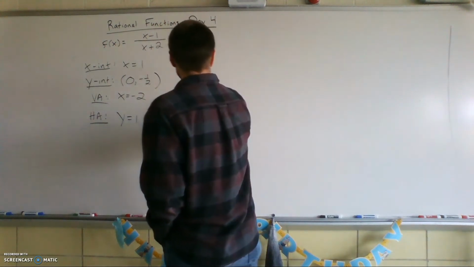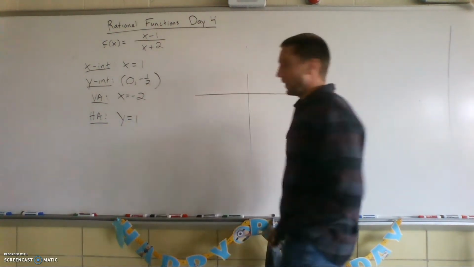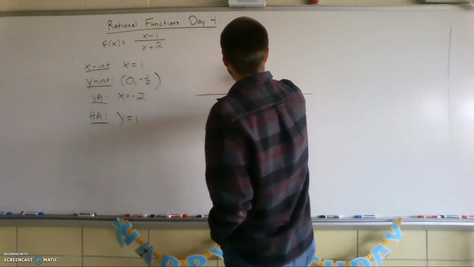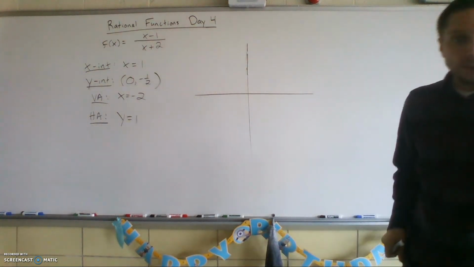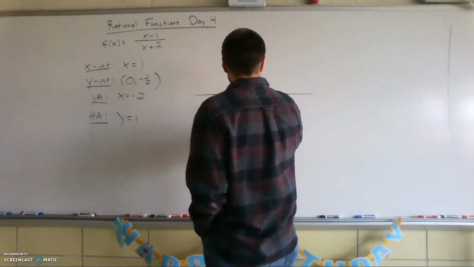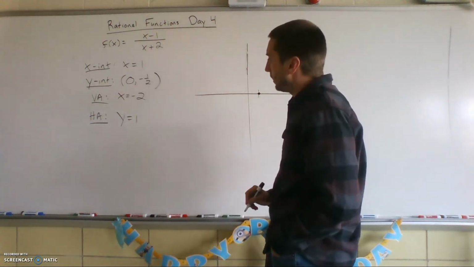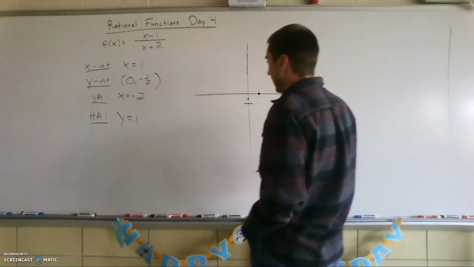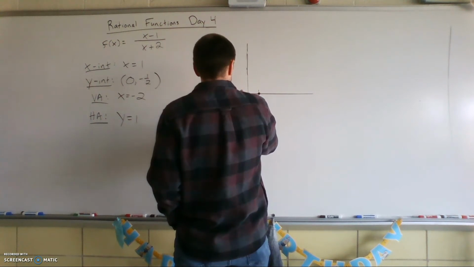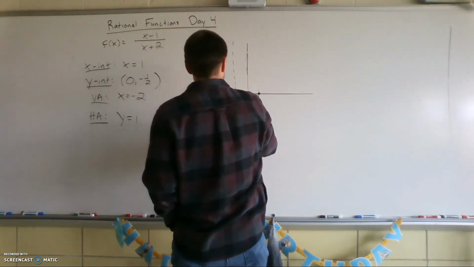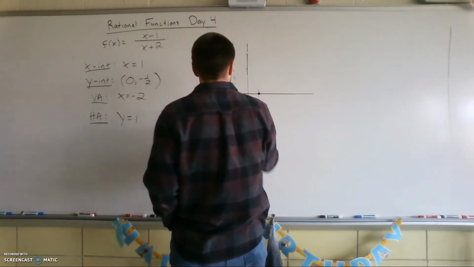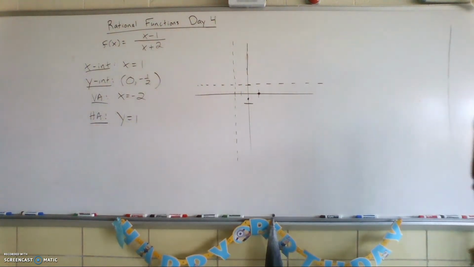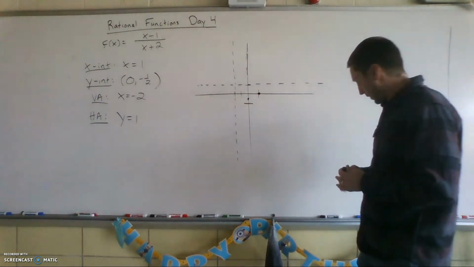Okay? So let's go ahead and see if we can throw this on a graph. All right, so x-intercept's at 1. Okay, got it. Y-intercept is at -1/2. Okay, got it. Vertical asymptote is at -2. And my horizontal asymptote is at y equals 1. Okay. So now here's the million-dollar question, everybody.